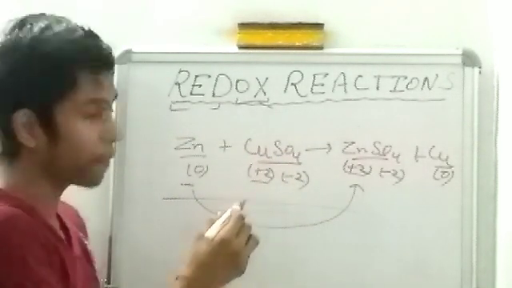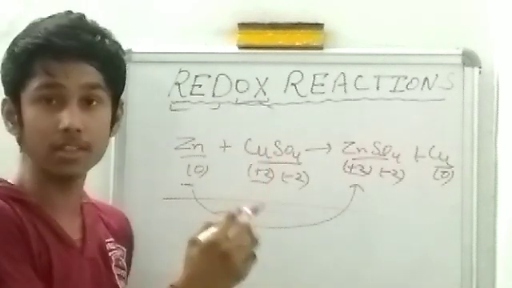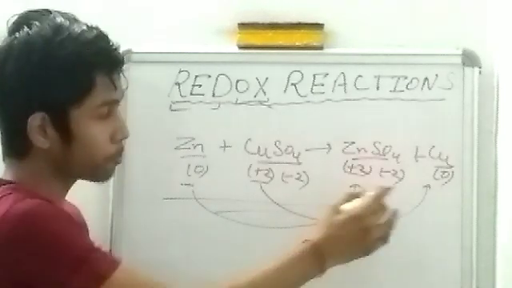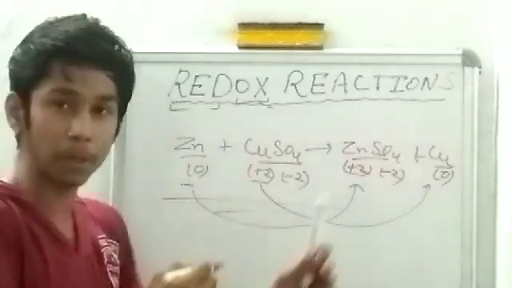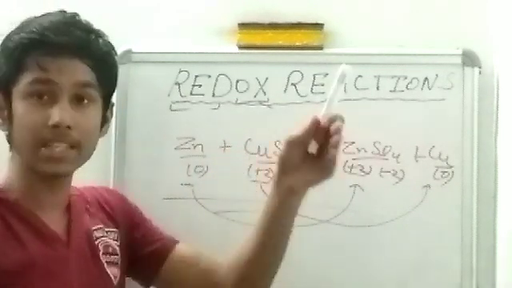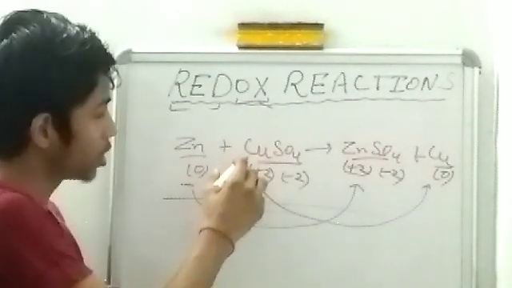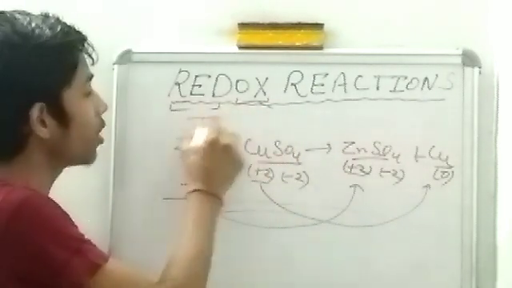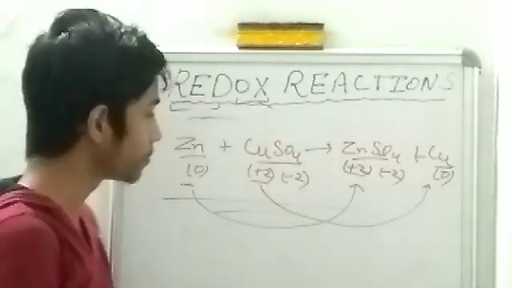Cu was earlier plus 2, okay, when it was in CuSO4, but now the Cu oxidation number is 0. So earlier it was plus 2 and now it is 0. So the oxidation number of Cu has reduced. So that's why Cu has undergone reduction. So that's what a redox reaction is, right?